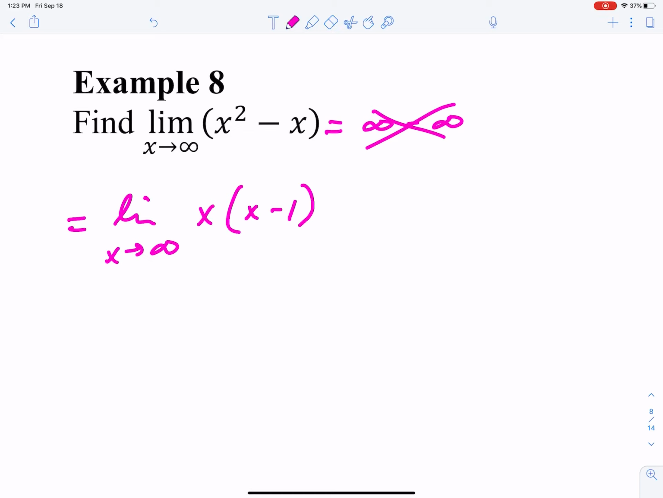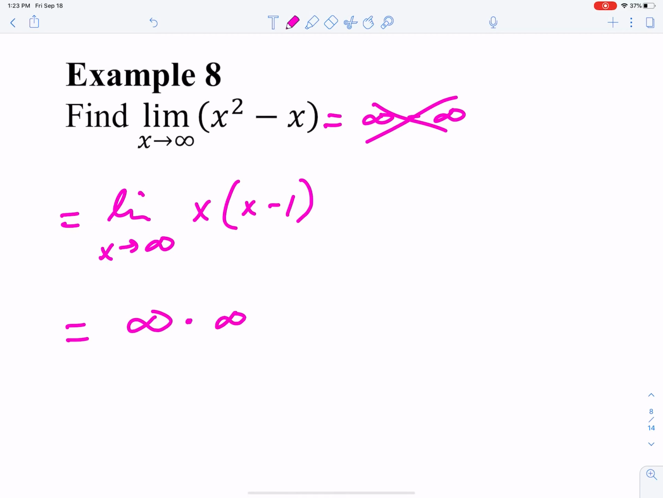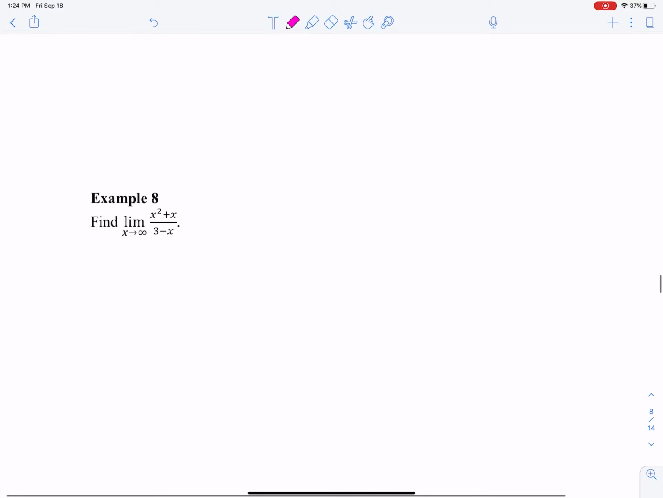All right, so now again, let's air quote plug in infinity here and here. Okay, so x obviously goes to infinity. And x minus 1, well, infinity minus 1 is still infinity, right? So this is infinity times infinity. But remember we said before, we're allowed to multiply infinity. A large number times a large number is a large number, right? So this limit is infinity. Pretty cool, huh?